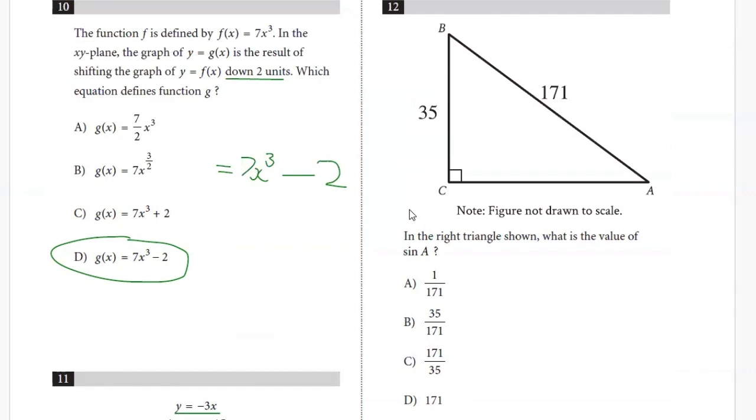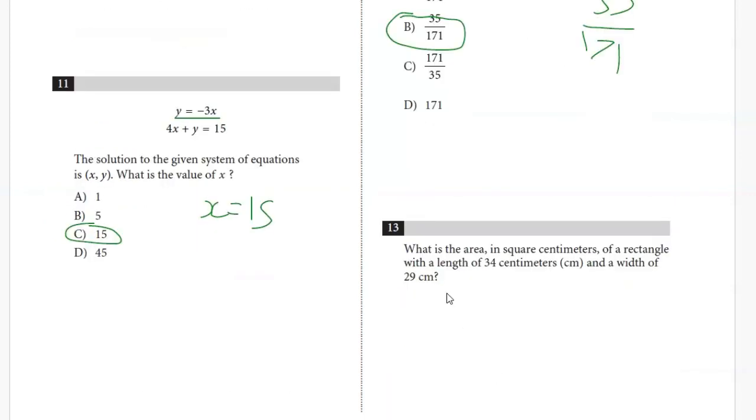12. In the right triangle shown, what is the value of sine A? Very easy. It's opposite over hypotenuse. So B is the correct answer. 13. What is the area in square centimeters of a rectangle with a length of 34 centimeters and a width of 29? This is also straightforward. 34 times 29 is equal to 986 square centimeters.